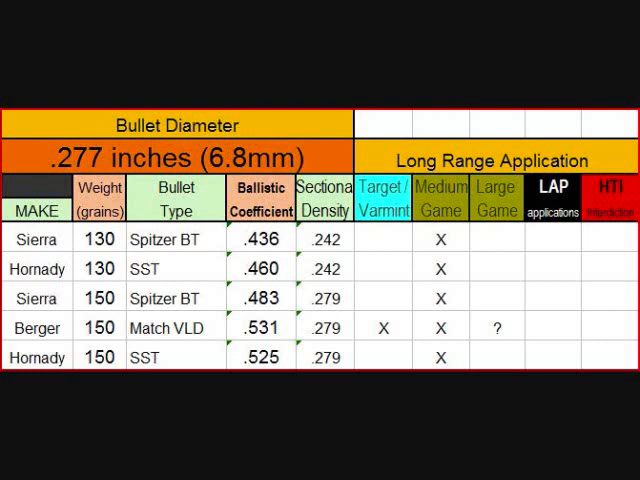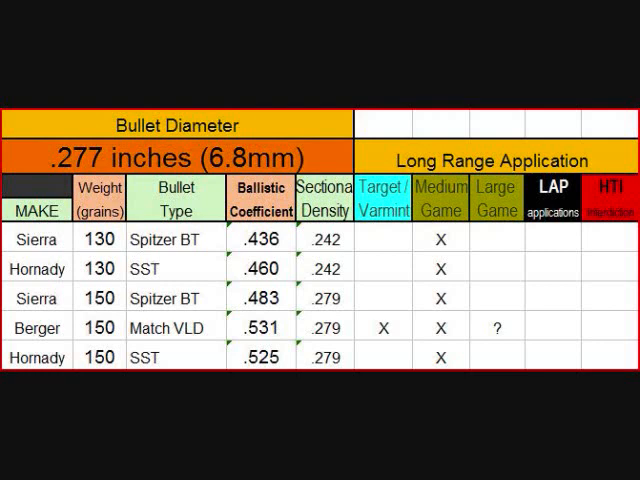So strongly consider that. Now, if you're talking like a 270 Winchester, the full size based on the 30-06 case, you might want to use one of these 150 grainers. And there you could use the Berger 150, which is even way better.